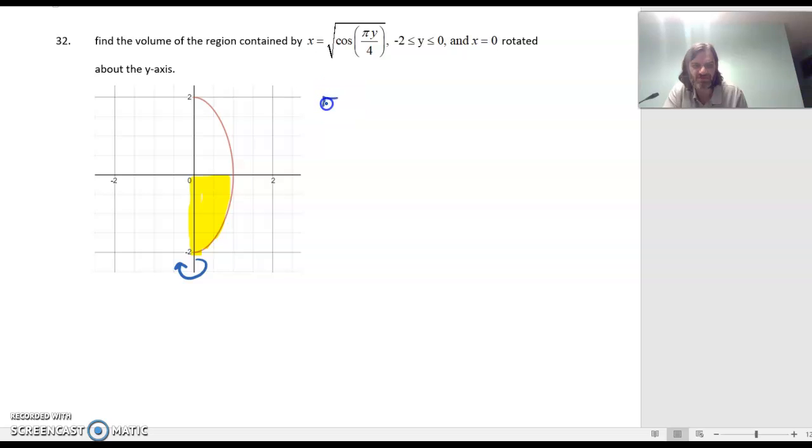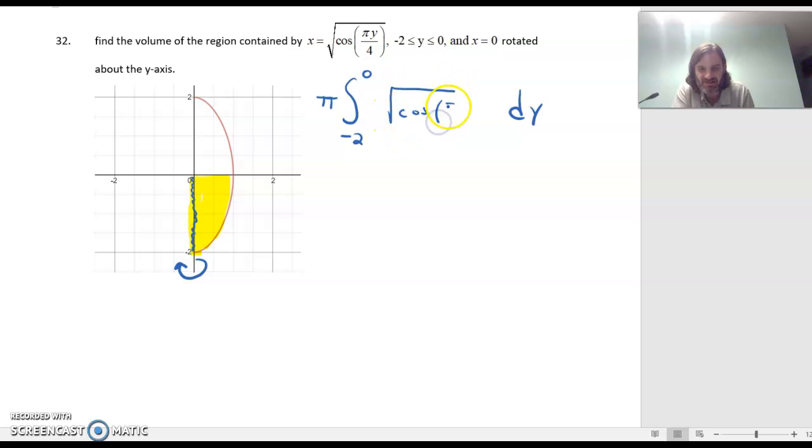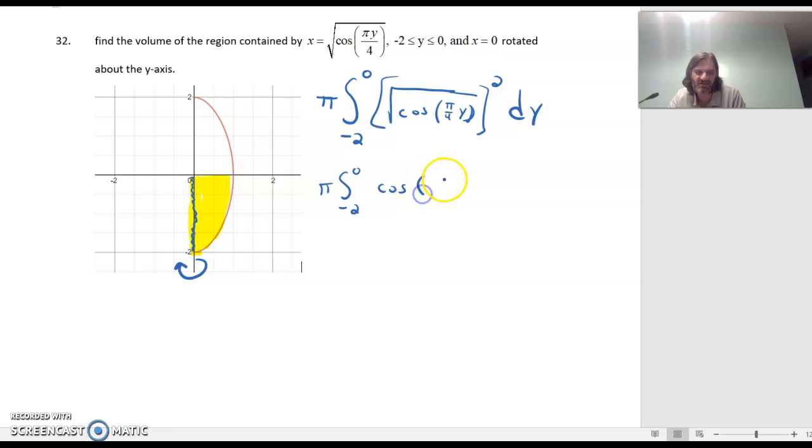So we got a volume that's going to be integrated in terms of y. So we're going to have pi integration and dy. The y part that we're looking at has an interval from -2 to 0. And the radius here is the square root of cosine of pi over 4 y, and that's going to be squared, radius squared. So that's nice, it gets rid of the square root. So we'll have pi integrate from -2 to 0 of cosine of pi over 4 y dy after we square it.